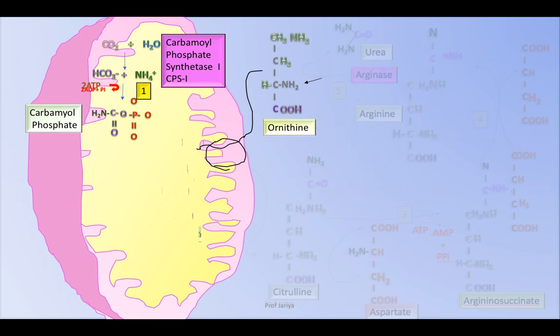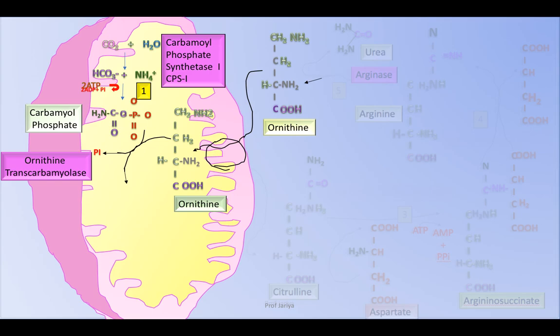Once in the mitochondria, it reacts with the carbamoyl phosphate. The energy required for this reaction is provided by the high energy phosphate bond in the carbamoyl phosphate. It reacts with carbamoyl phosphate in the presence of ornithine transcarbamylase to form citrulline. Citrulline is transported out of the mitochondria into the cytosol through the same transporter which was used by the ornithine, in exchange for ornithine.